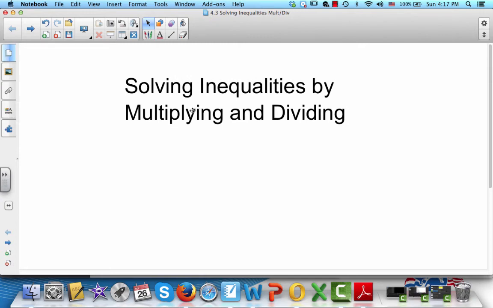Solving inequalities by multiplying and dividing. You just got through learning how to solve inequalities with adding and subtracting, and these are done the exact same way as you did your one-step equations with multiplying and dividing, except there is going to be one little thing added in there, and I will go over that in just a little bit.